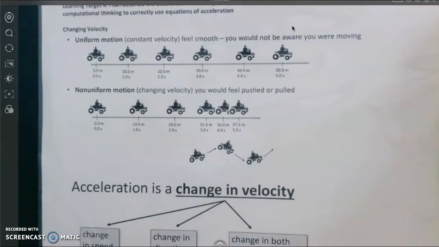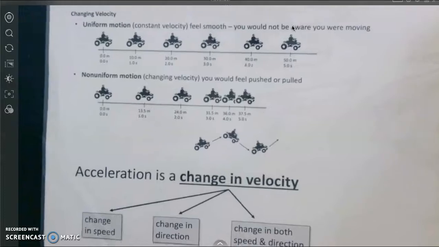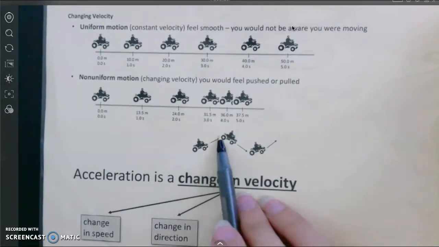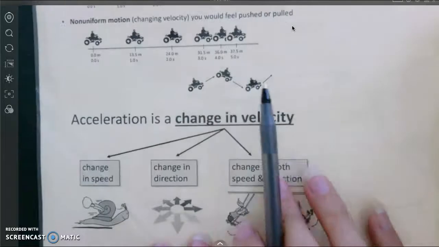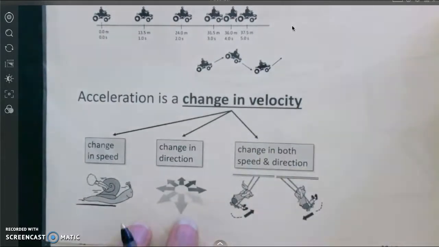Now remember, velocity is a vector, meaning it's both magnitude and direction. And so here you can see if we're changing the direction, then we're also changing our velocity, even if the speed is the same. We're traveling the same speed here, here, and here. It's the fact that we're changing directions which changes the velocity vector, and that is also acceleration. So acceleration is a change in velocity, and that might look like a change in speed, or a change in direction, or it might be both, a change in both speed and direction.